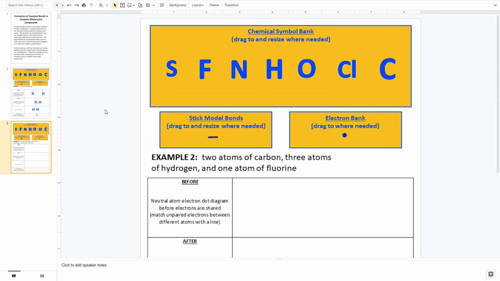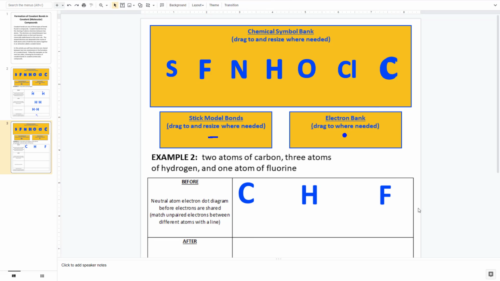All right, we're going to go to the next example. And we're going to have 2 atoms of carbon, 3 atoms of hydrogen, and 1 atom of fluorine. Now, I noticed that when I did this, there was way too many. These things were too large. I'm going to put the 2 atoms of carbon like this. Actually, you know what? Because there's 2 atoms of carbon, 3 of hydrogen, I'm going to do this. I'm going to show you a little trick.